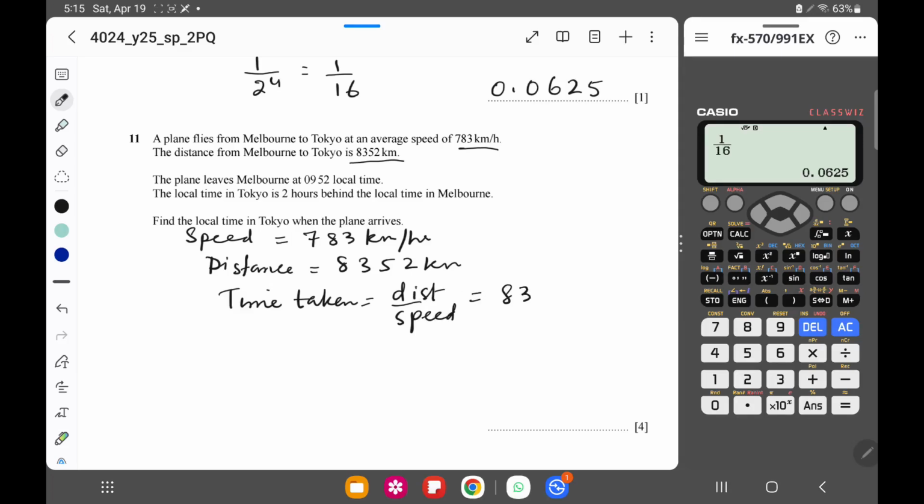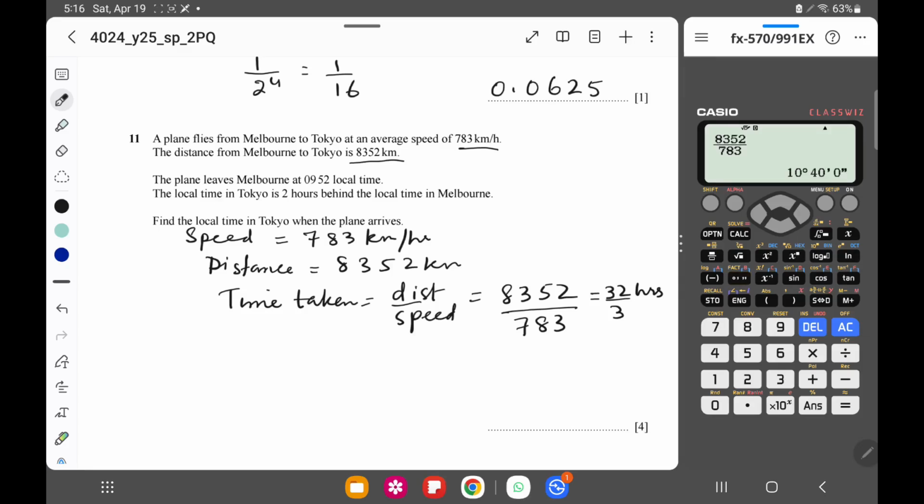So 8,352 upon 783. 8,352 divided by 783, so this time is equal to 10.666, and it is 32 over 3 hours. You can easily find this out with the calculator by pressing this button. Just check this one.